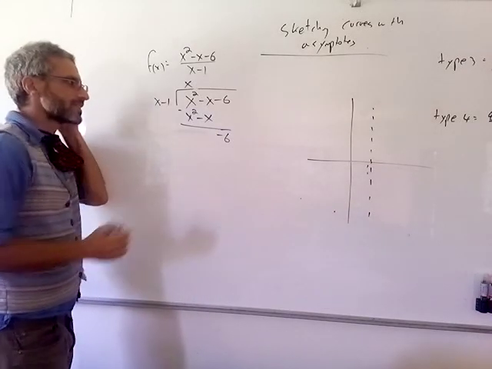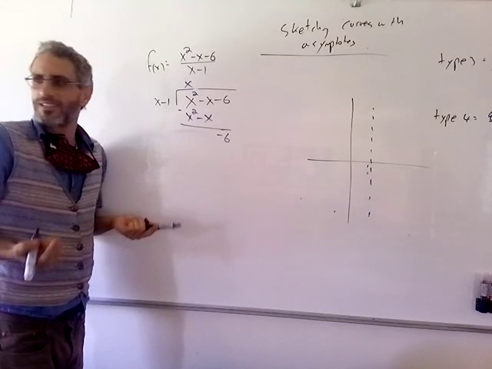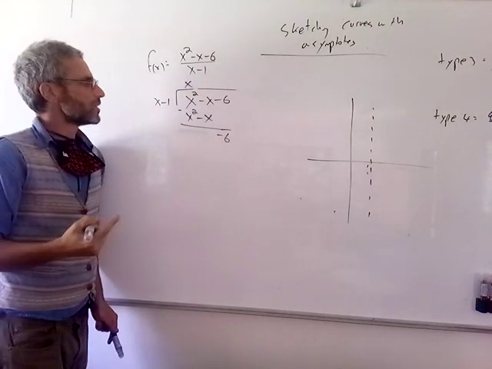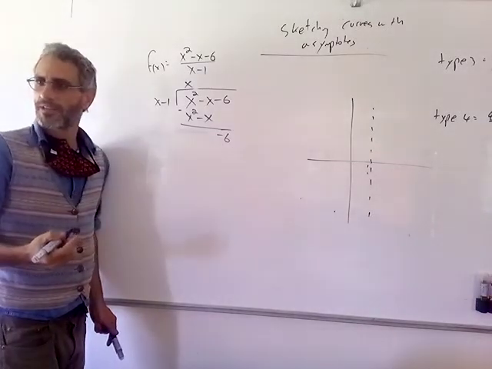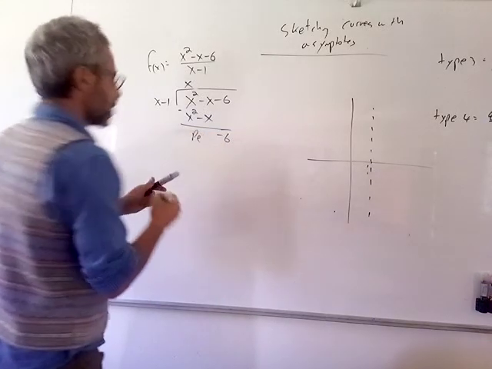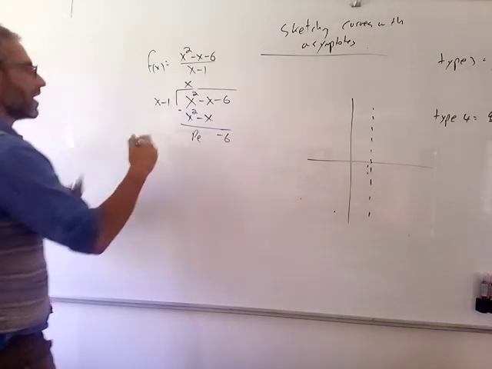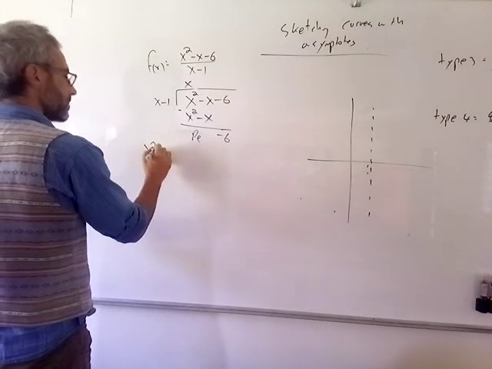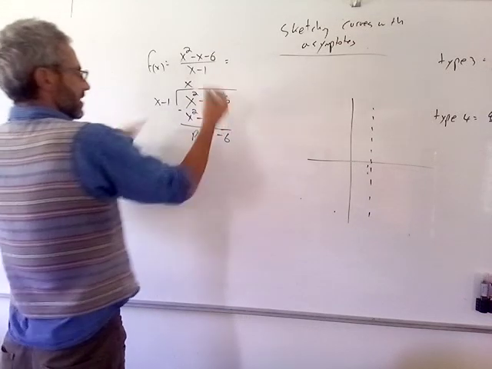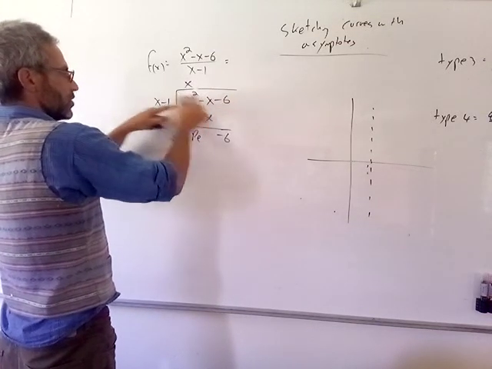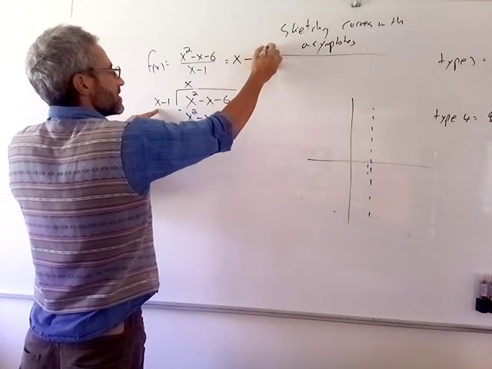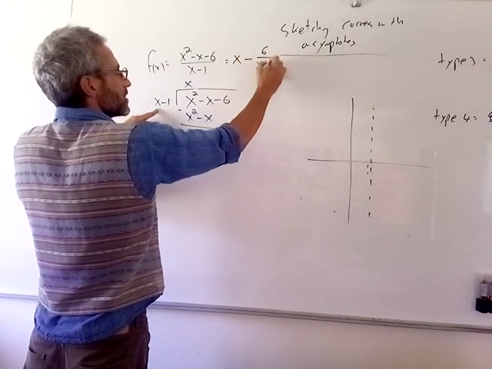Now the minus 6, I can't multiply x minus 1 to get rid of a minus 6. So it's a remainder. Okay? So I've got a remainder of 6. This is the remainder. So what I can write down, I'll write it down here: if I divide this polynomial by x minus 1, I'm going to get x minus 6 over x minus 1.